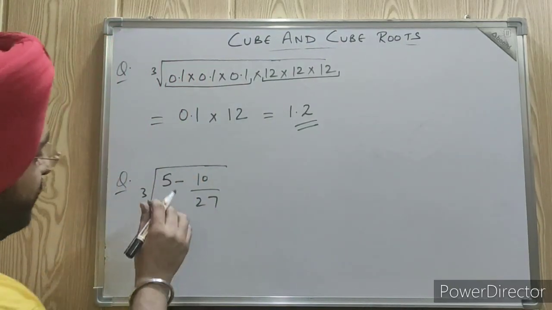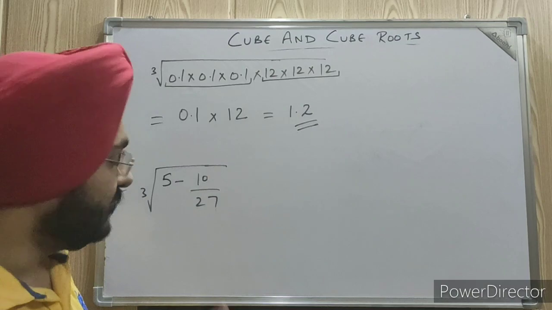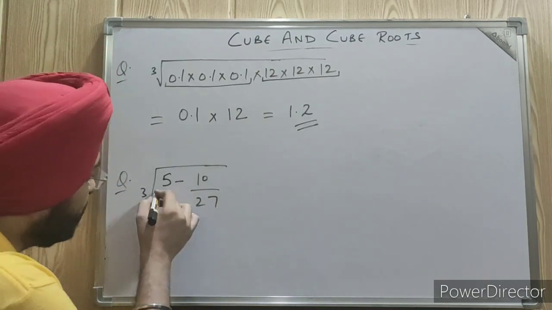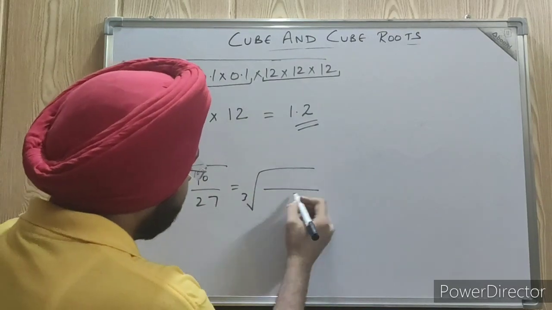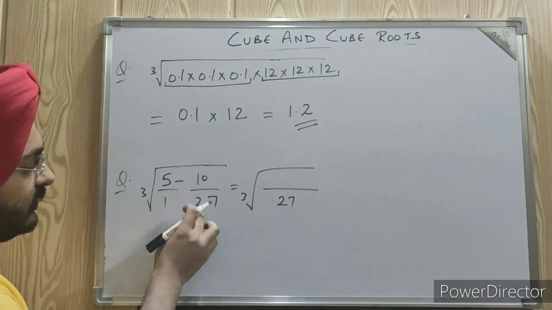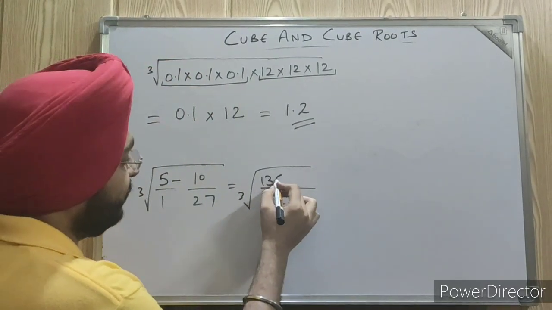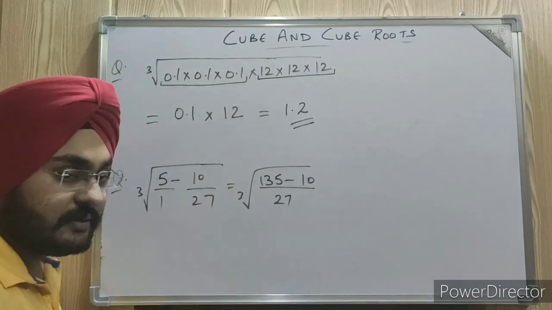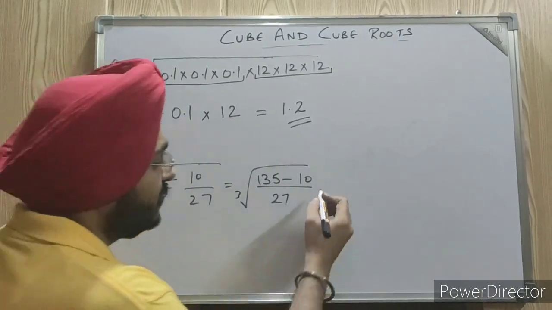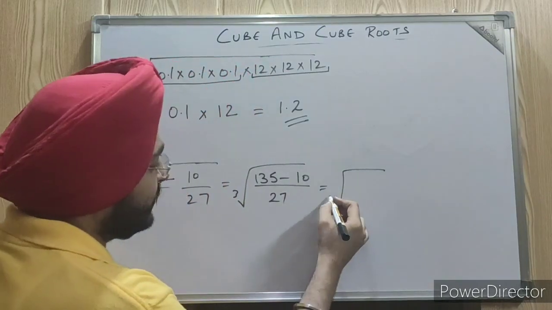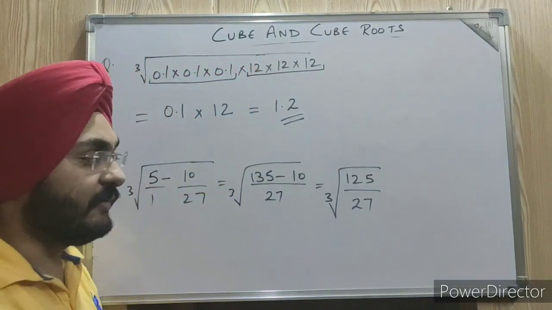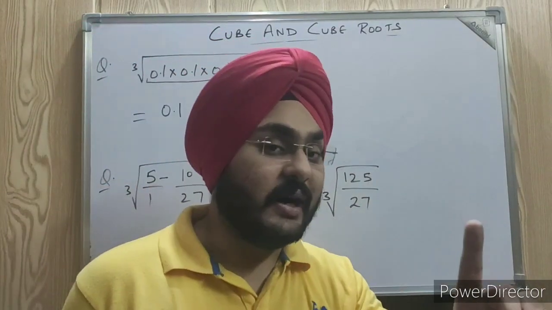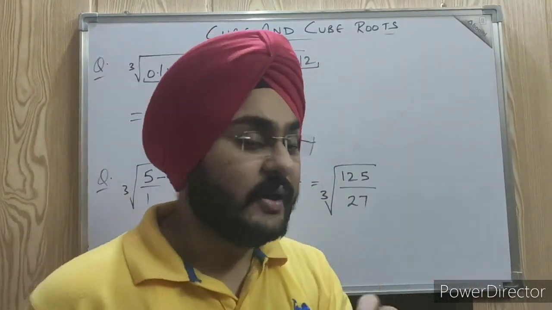Okay, coming to this, 5 minus 10 by 27. We have to find the cube root of this. Just take the LCM here. Okay, so LCM of 1 and 27 will be what? 27. 27 times 5 will be 135 minus 10. So I hope these will be clear easily. So 135 minus 10 will become 125 by 27. Okay, 125 is the cube of 5 and 27 is the cube of 3.